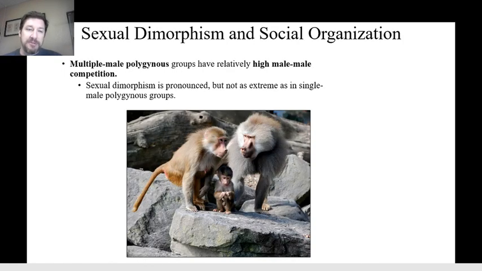And then you have baboons, the multiple male polygynous group example. Again, you can see that the male baboon is larger, and he has a sort of a ruff or a mane on his head, but he's not a lot larger, and he doesn't have any other distinguishing traits. So for instance, his cranium is not more robust, his body is not really that much more robust, he doesn't have larger arms or shoulders, he just has a slightly larger body size. And that ruff or mane is the main trait that distinguishes him. So multiple male polygyny has high male-to-male competition, but not as extreme sexual dimorphism as in single male polygynous groups.